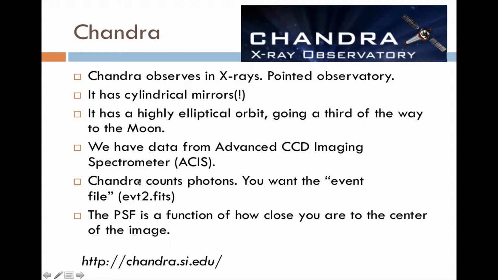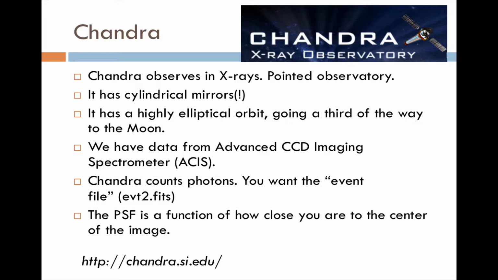So Chandra is a satellite. It observes in X-rays. It is a pointed observatory, not a survey observatory, so it points where we tell it. It has cylindrical mirrors because if the photons just hit the mirror straight on, they would go through. So the photon just kisses off the surface and gets focused on the detectors. It has a highly elliptical orbit, going a third of the way to the Moon.